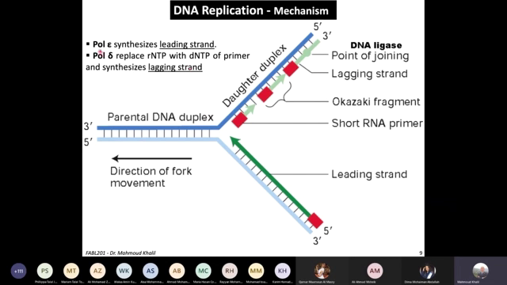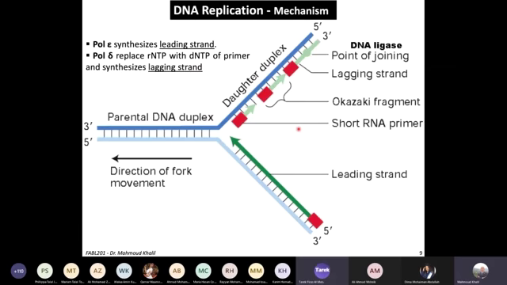Keep in mind that polymerase zeta, polymerase epsilon form the leading strand, while polymerase delta replaces the ribonucleotide. Of course, where is the ribonucleotide? Of the primers, with deoxyribonucleotides to form the lagging strand.